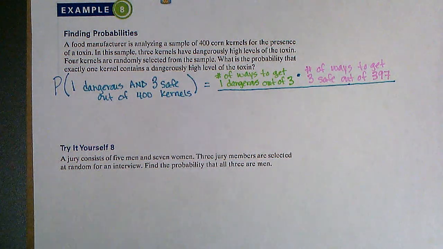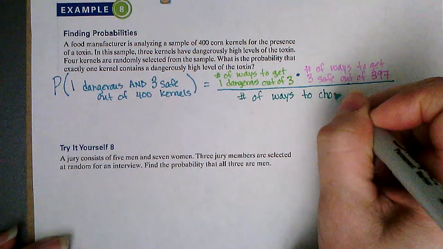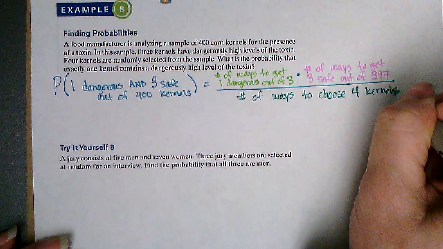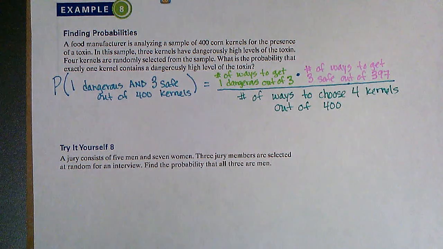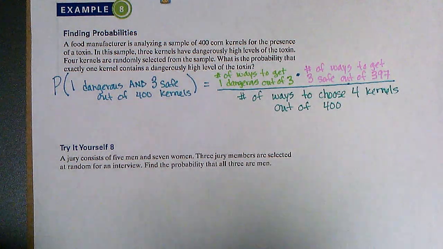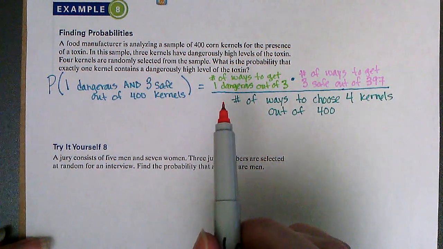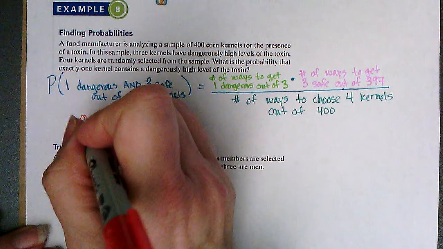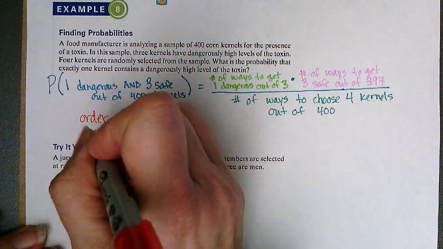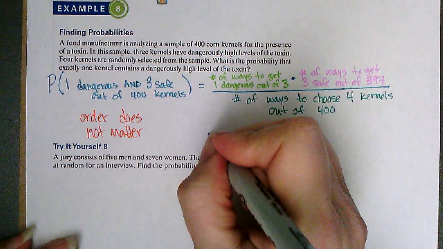And then I'm going to divide that by the number of ways for me to choose those 4 kernels out of the 400 in the sample. Now, does order matter? Well, am I going to be able to tell if my first one is dangerous and my next 3 are safe, or my first one is safe and my next one is dangerous and my next 2 are safe? Does it matter what order I choose them in? No, order does not matter. So I'm going to be using combinations, because permutations are the one where order matters.